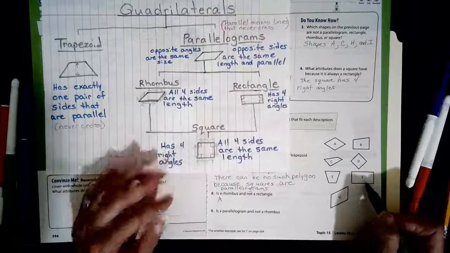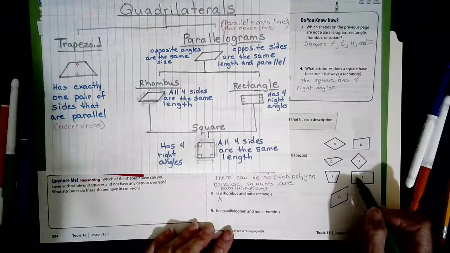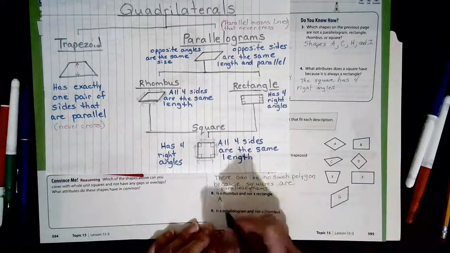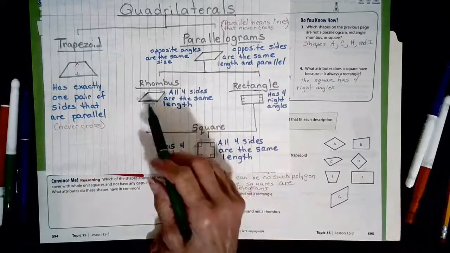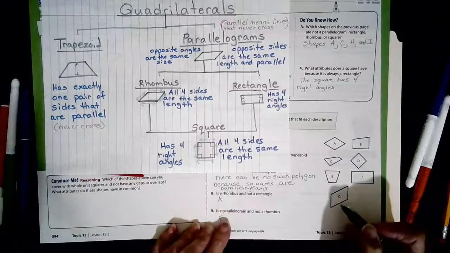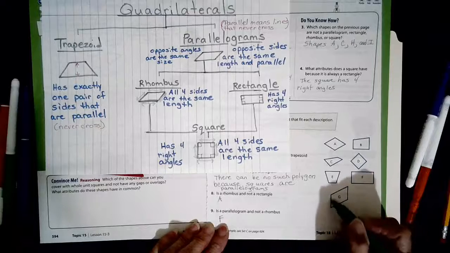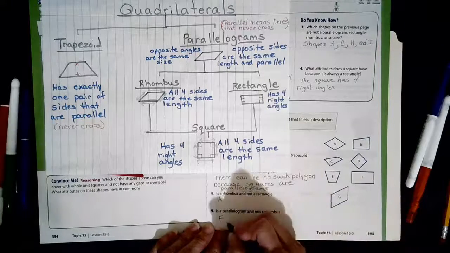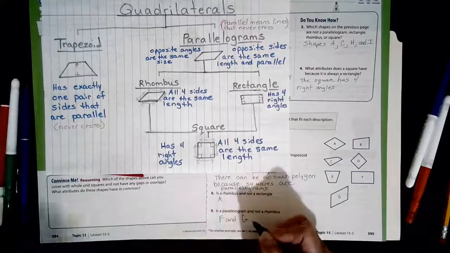So then we have F. F is not a rhombus and it is a parallelogram. So F is one of those shapes. It's a parallelogram, but it's not a rhombus because all of its sides are not the same length. G. Oh, look. G also is a parallelogram, but it is not a rhombus because these lines are longer than those. So it's F and G.